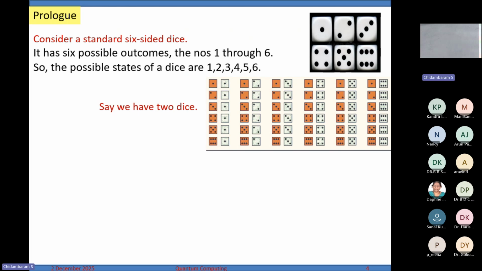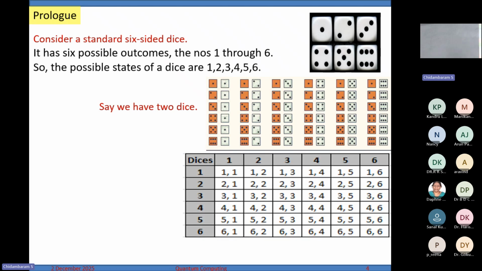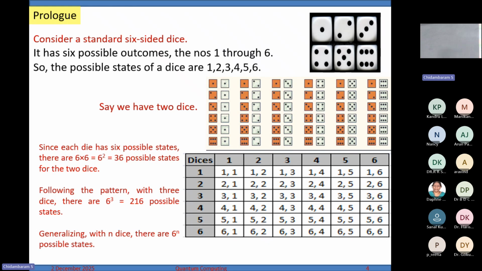So first dice 1, second dice 1, like this. I have all possible states when I have two coins or two dice, wherein each dice has six states, right? Which is represented in the form of a matrix kind of structure. Since each dice has six possible states, 6 square, that is 36 possible states for two dice. When I have two dice, I have 36 possible. When I have coins, it is 2 square, which is 4.